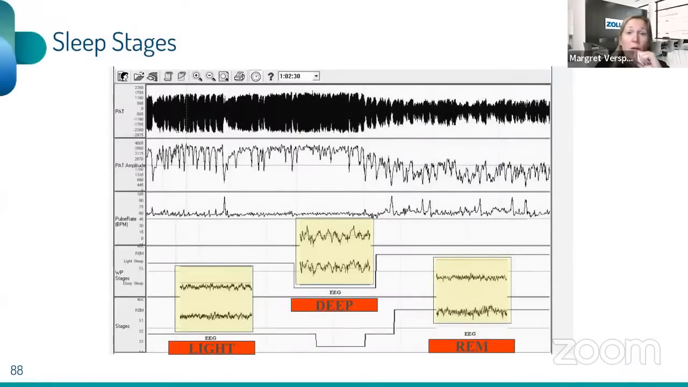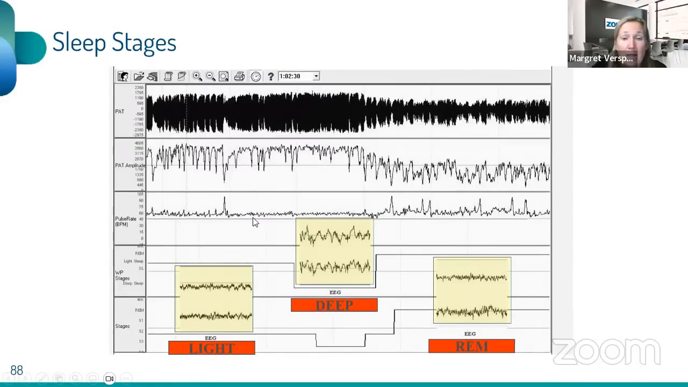What do we see when we look at the sleep staging in the WatchPAT? We look at the PAT signal, the PAT variability, and also the pulse rate and the pulse rate variability. In light sleep, the patient is relaxed, but there's still some variability in the pulse rate. There is some sympathetic activation, there are some arousals. This is what we see in the PAT. So there is some PAT variability, and we see variability in the frequency of the pulse rate.